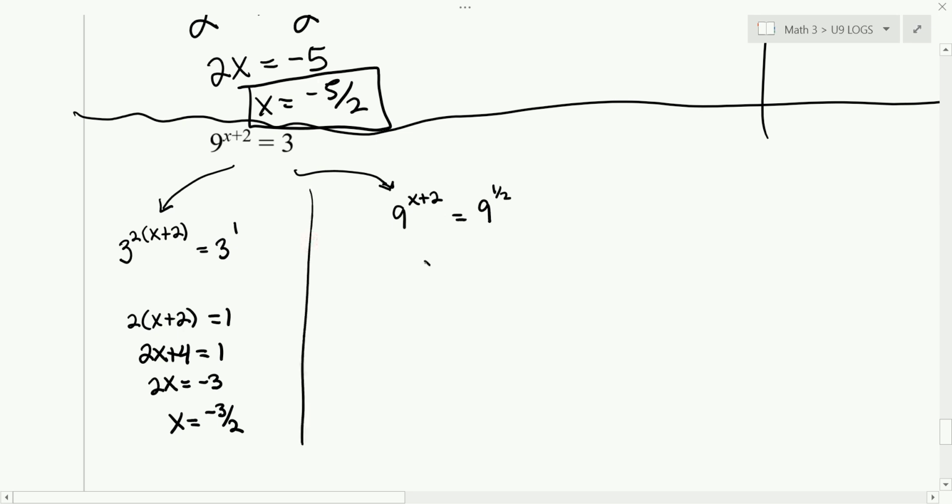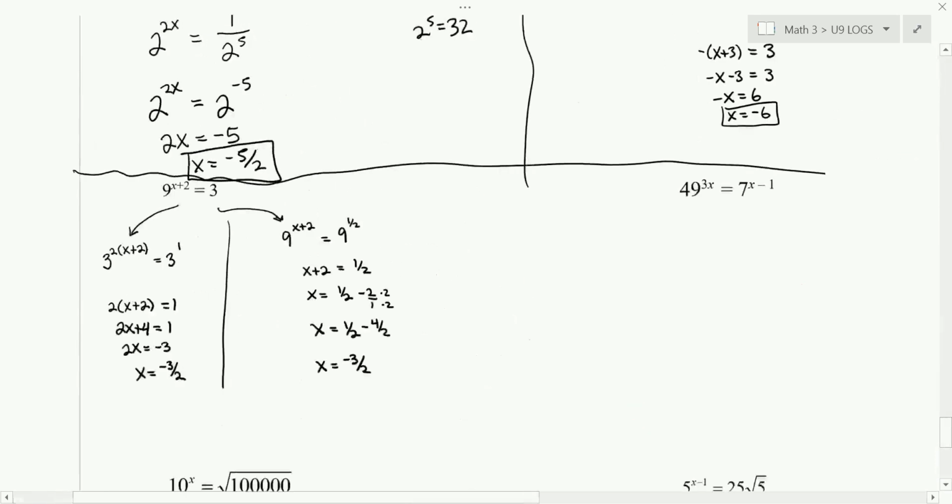And so you have this equation, x plus 2 equals a half. So x is 1/2 minus 2 over 1. And I multiply top and bottom by 2. You get 1/2 minus 4 over 2, which is negative 3 over 2. So very different ways to do this. Both work. Okay.